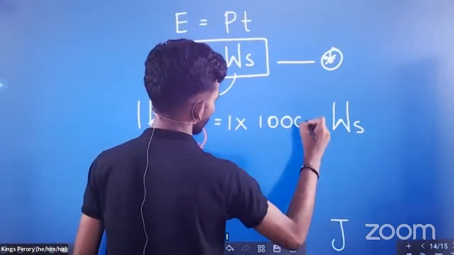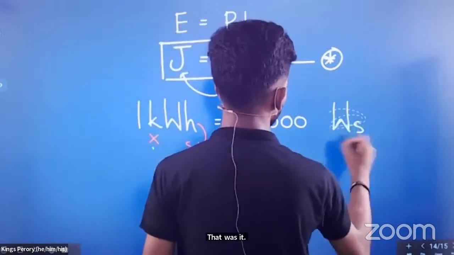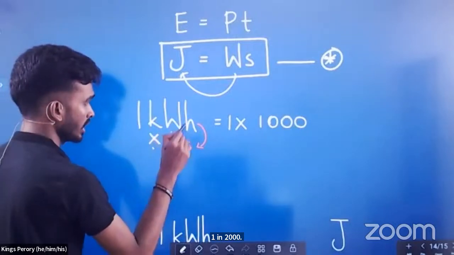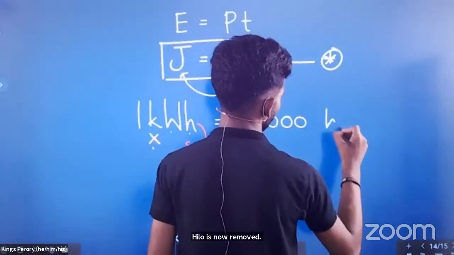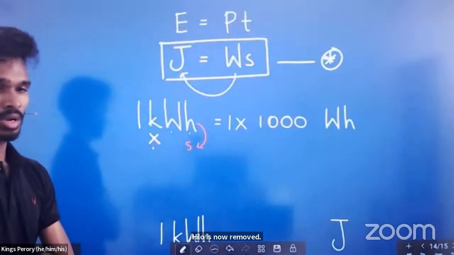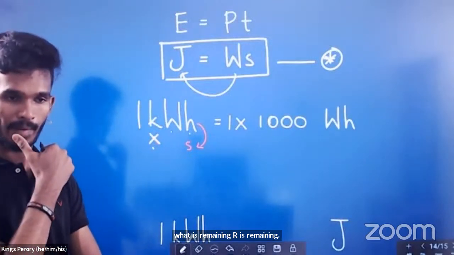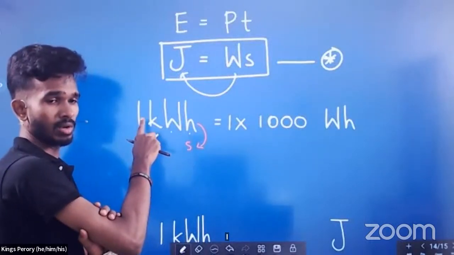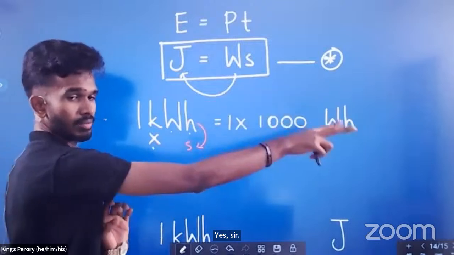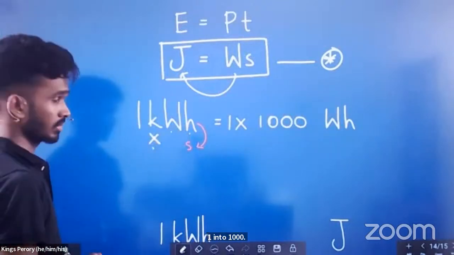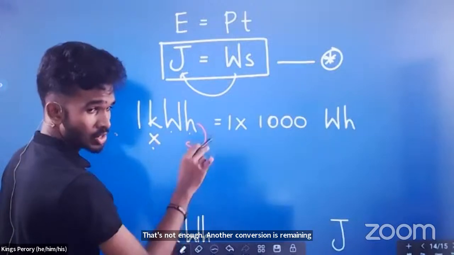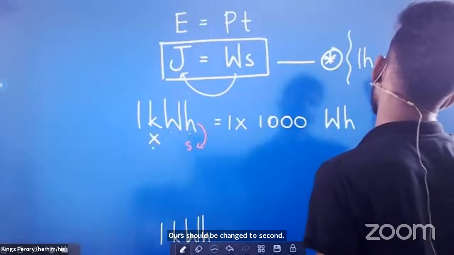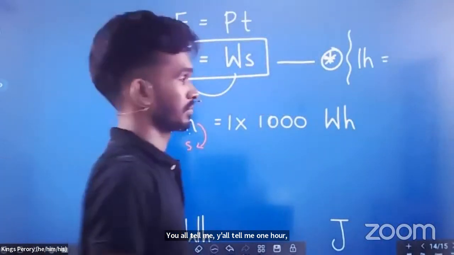1 into 1000. Kilo is now removed. What is remaining? H is remaining. Understood the first step? I removed the kilo part. Kilo is 1000, so 1 into 1000 watt hour. That's not enough. Another conversion is remaining. Hours should be changed to seconds. 1 hour is how many seconds? 3,600 seconds.